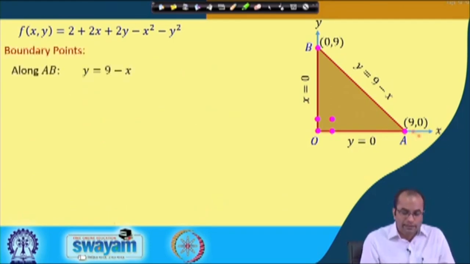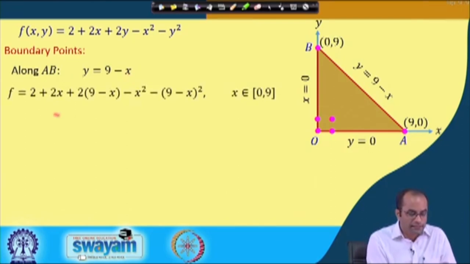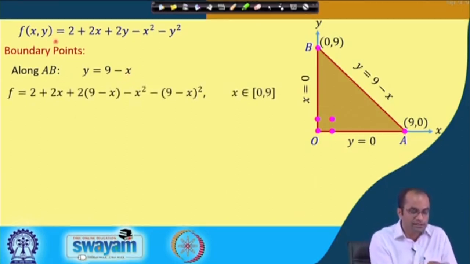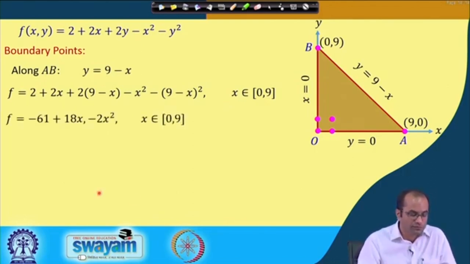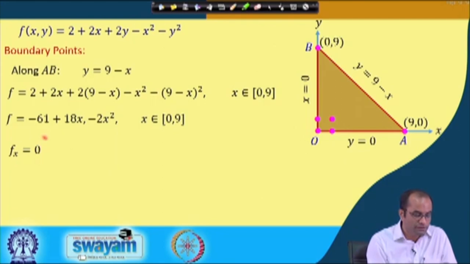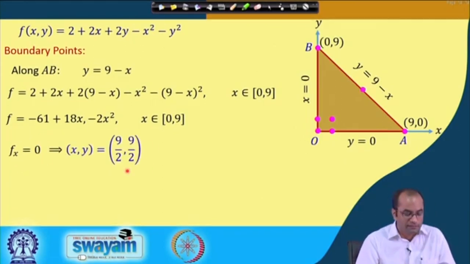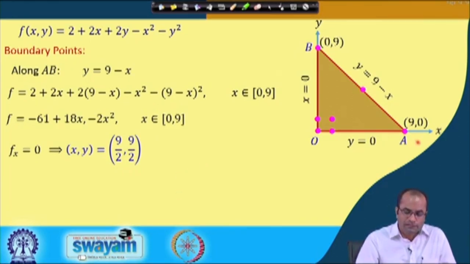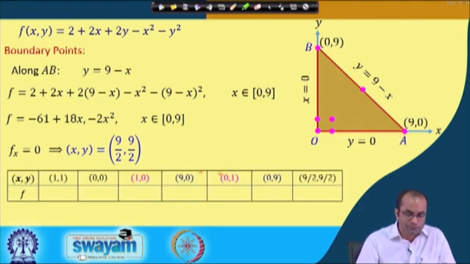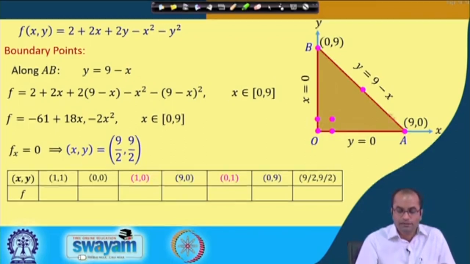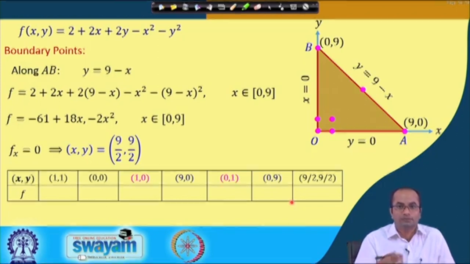Similarly, we have to do again this third boundary y is equal to 9 minus x. So, we will substitute y is equal to 9 minus x into f x y. So, we will have again a problem of one variable, we have to look for the interior point there. So, f x is equal to 0, we will get only one point, which is 9 by 2 and 9 by 2. So, this is the point there, and obviously these boundary points are already being taken care of by the earlier problem. So, we have so many points here, the 4, 5, 6, 7 points where the function may take the maximum or the minimum value.